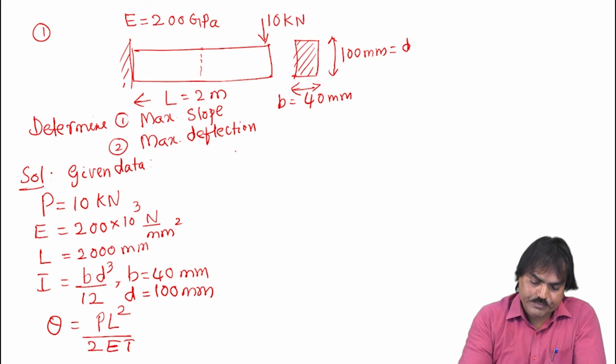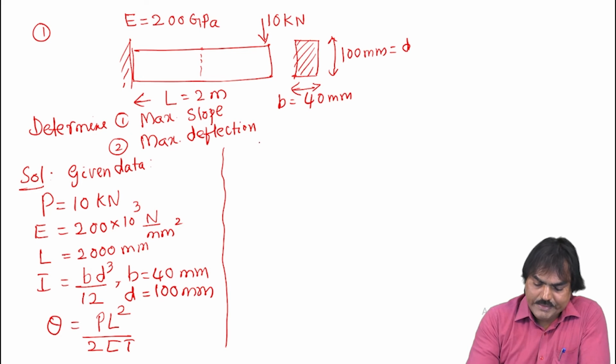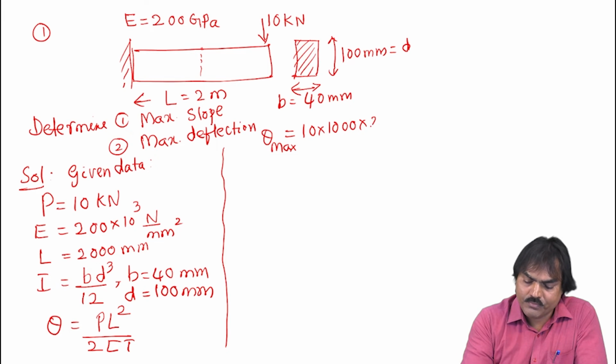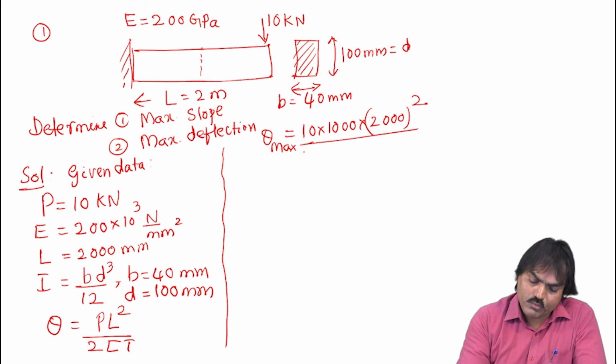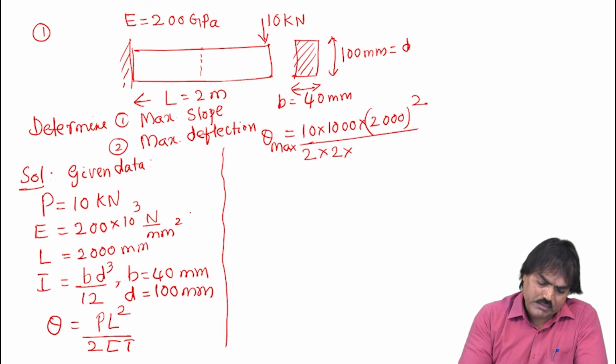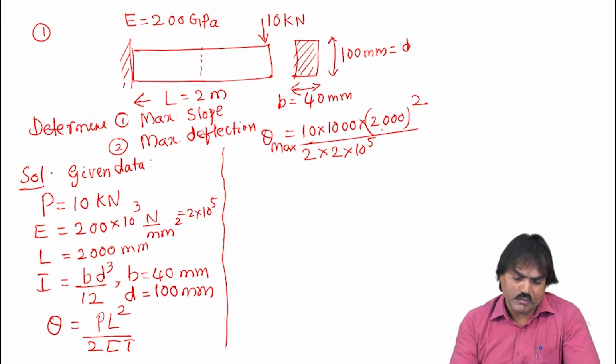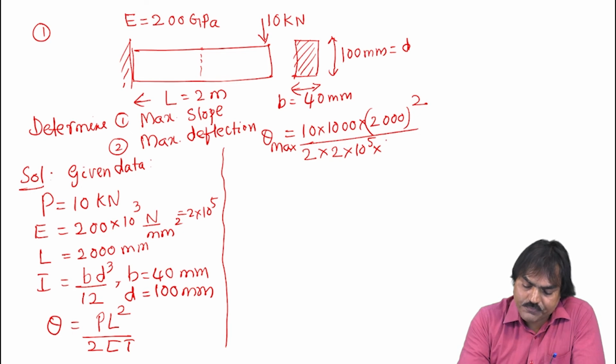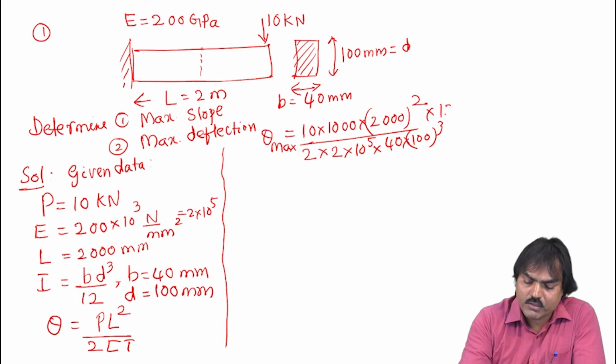Now, substitute the given values. Slope theta max is equal to P, 10 kN, convert the kilo into newtons, that is 1000, into L square, that is 2000 whole square, by 2 into E. E is 2 into 10 power 5. So 10 power 5, 2EI. I is how much? BD cube by 12. B is 40, D is 100, whole cube by 12. The 12 will go to the top.